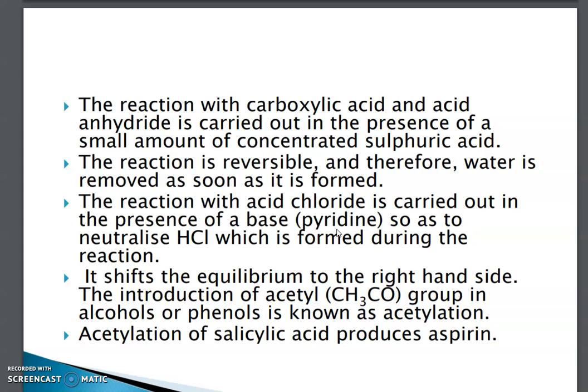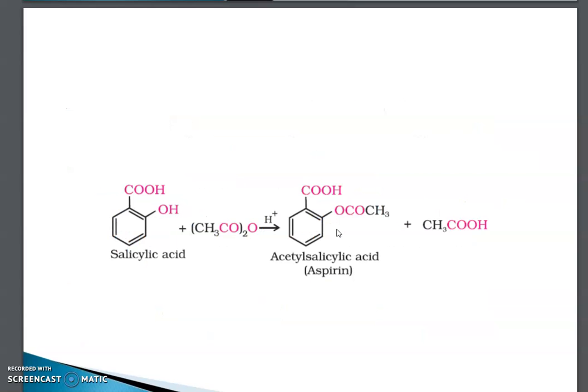So in the acid chlorides reaction, it is in the presence of a base. So we can see here a reaction. For example, here you can see another reaction of this. We'll get acetyl salicylic acid. It's a form of ester.